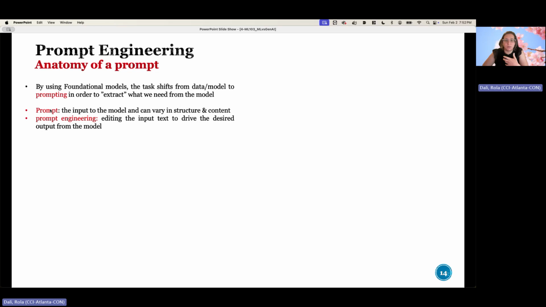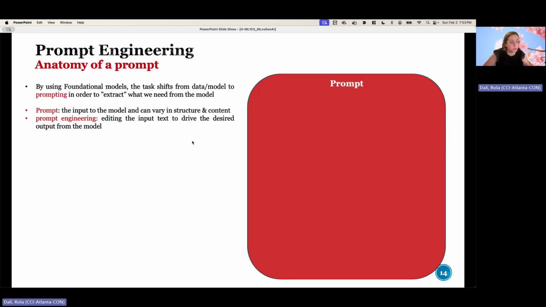Prompts are, again, like we said, the input to that model. It is your question, what you are telling the model. So prompt engineering is editing that input, or playing with it, to drive the desired output from the model. If we think of the prompt, again, this is the input to the model. There's a question there. The most important, required thing is the query: what is it that you want this model to do? That is the question.